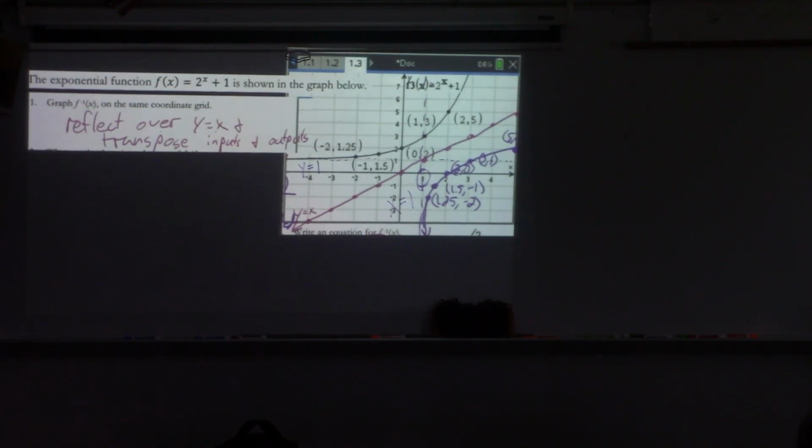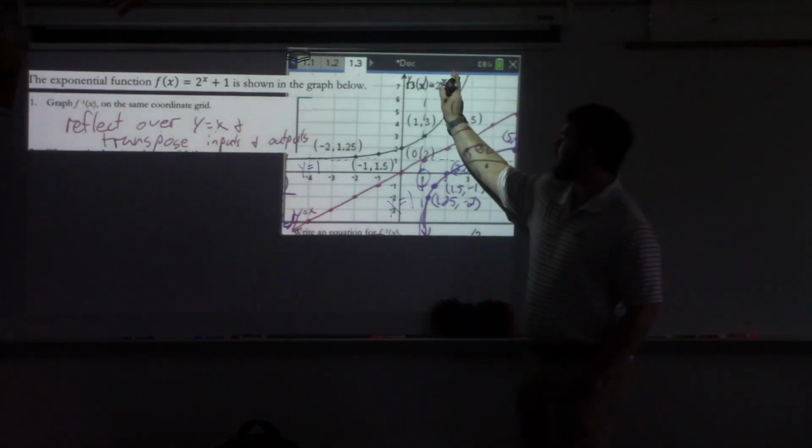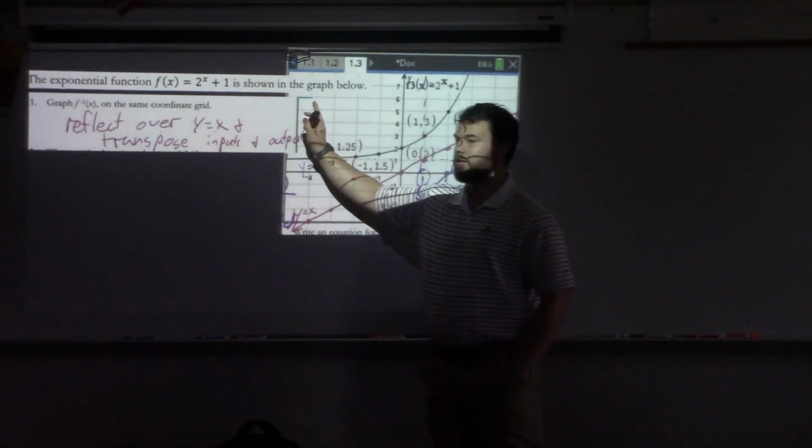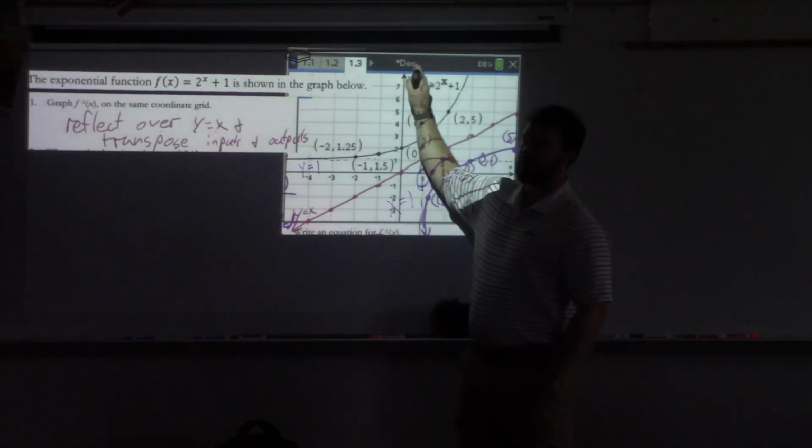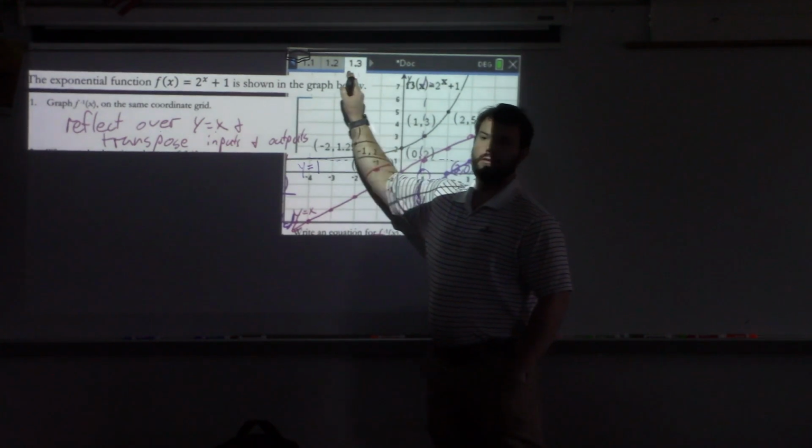Now I do want to point this out. Notice how we did not have to restrict the domain of this function to get the inverse. Why is that? Which test? The original function passed the vertical line test, which tells us what type of relation it is. The vertical line test tells us it is a function.